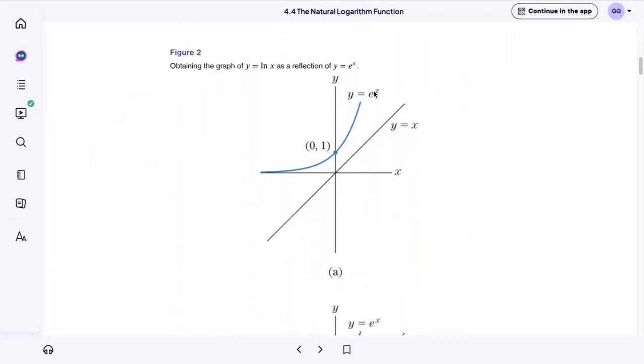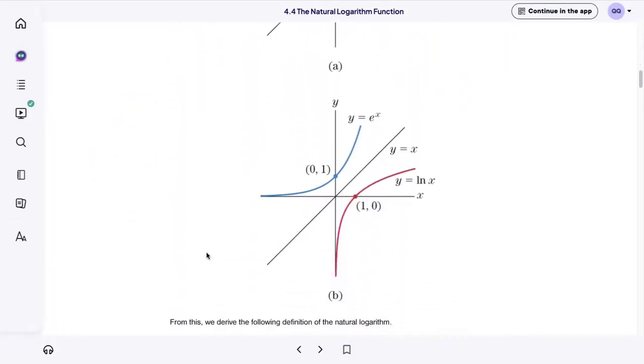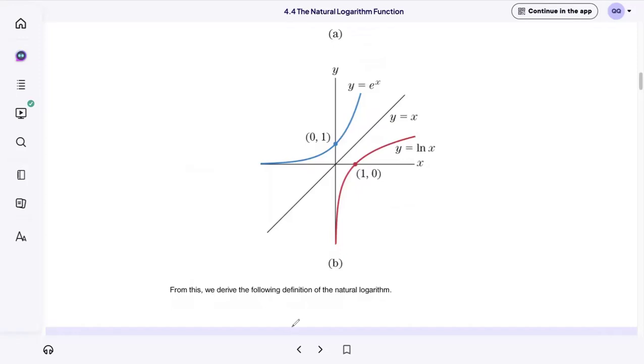So this is the e to the x graph. Then we can graph ln x. Let's take a look at this. The line y equals x cuts the first quadrant and third quadrant in half, which means at every point on it the x value and y value are the same. So e to the x is exponential growth, an increasing function. ln x is the inverse, also an increasing function, but it goes this way. Those two graphs are symmetric about y equals x.